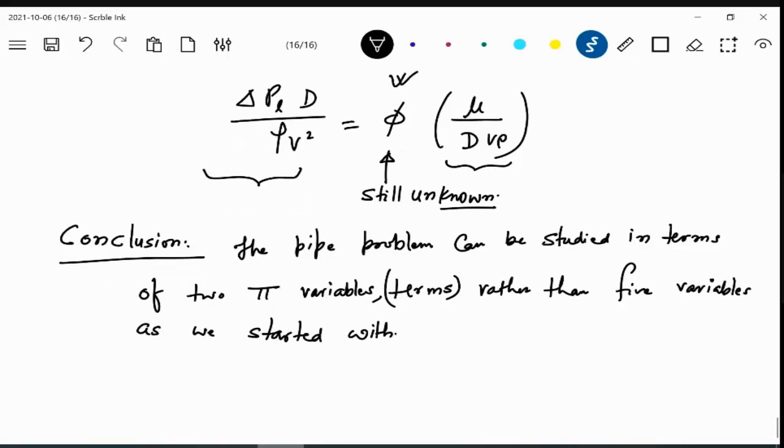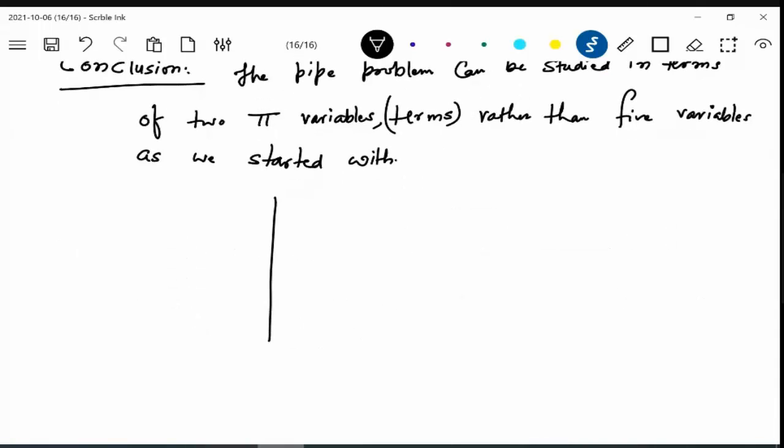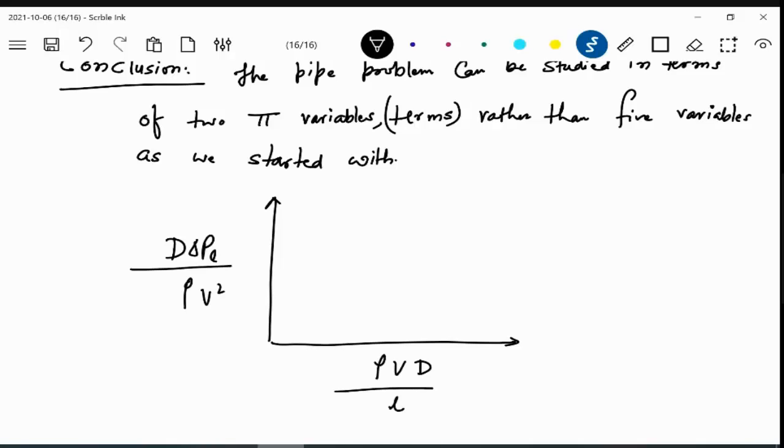So this means if you do some experiment, then you can find this functional form. On the y-axis you plot one pi term, that is delta P L times diameter divided by rho V square, and rho V D by nu on the second axis. Then you get these points, and you can fit a function, something like this. You can also find the functional form.